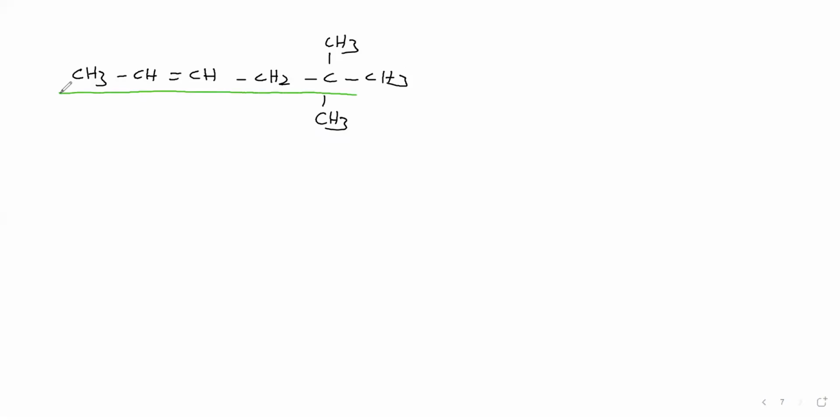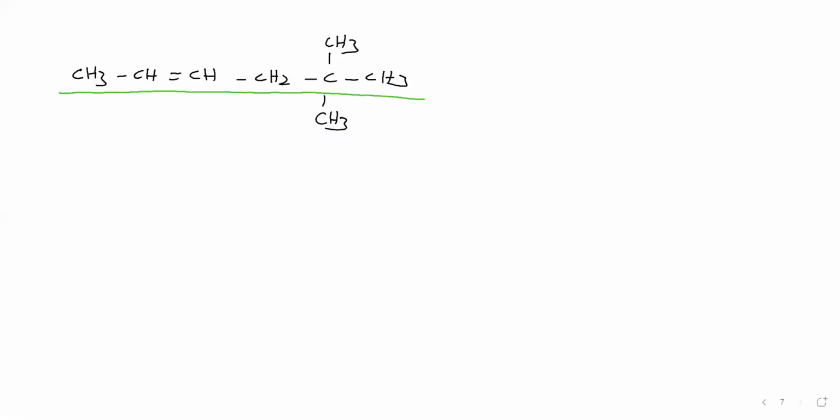Next compound we will take: CH3, CH double bond CH, CH2, C, CH3, CH3, CH3. Now here we will select a parent chain. We will select the parent chain as this one.